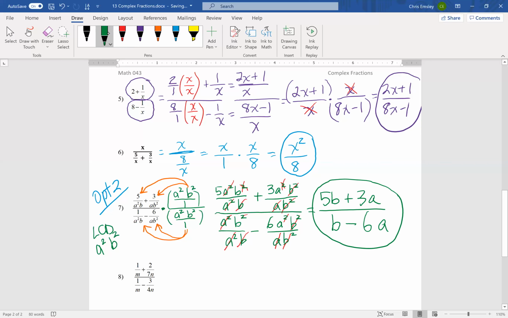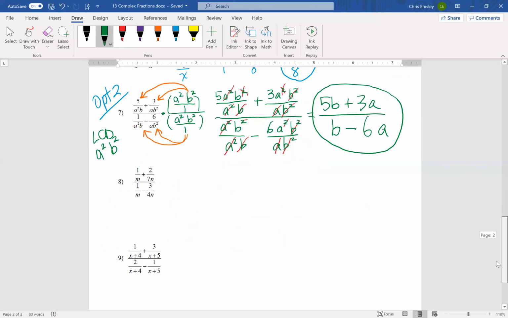So there's 2 different ways you can handle these. I'm going to try one more example of each method so you can see it. Okay, number 8, I'm going to go back to option 1 for number 8, so you can see the difference between the two.